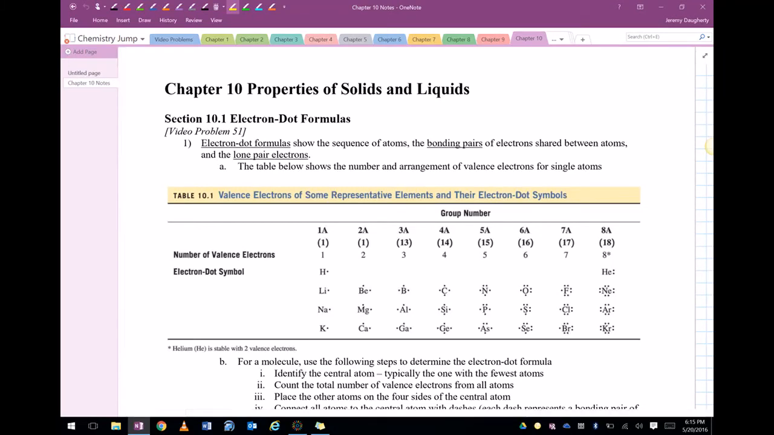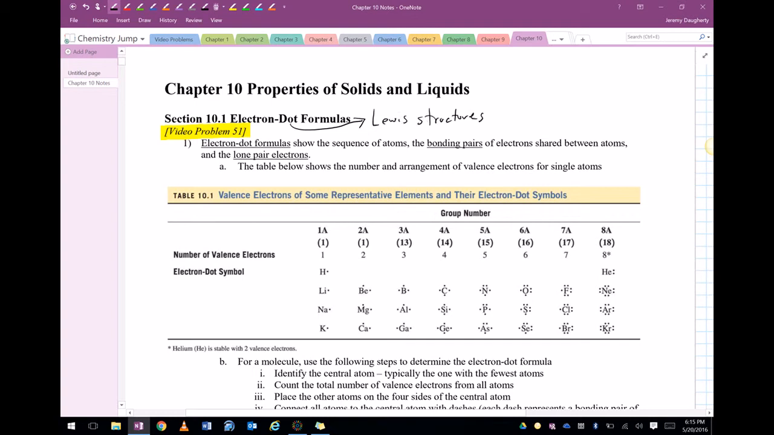Chapter 10, Properties of Solids and Liquids, Section 10.1, Electron Dot Formulas. Go and watch video problem 51, and you'll see some more Lewis structures here. So electron dot formulas, another term for this is Lewis structures.